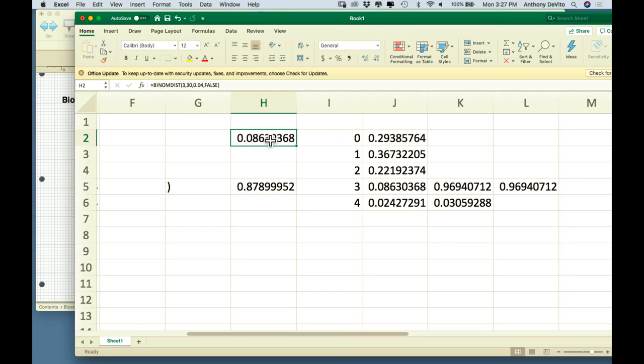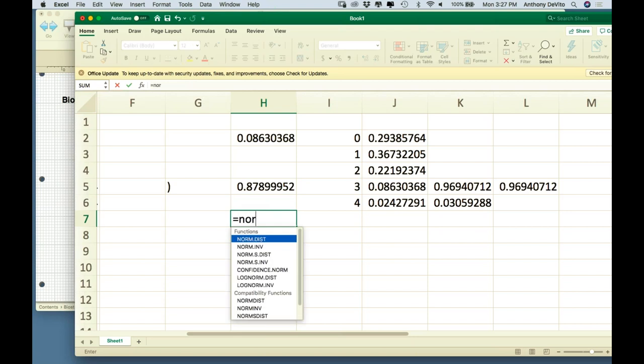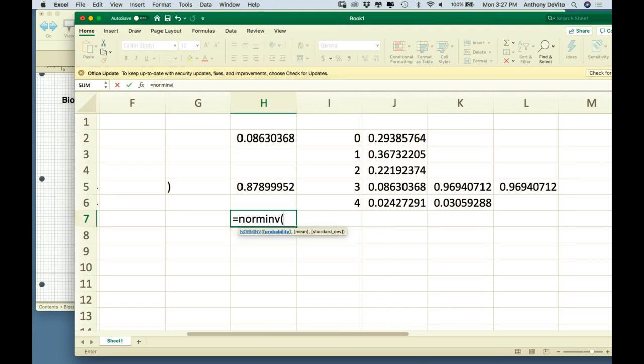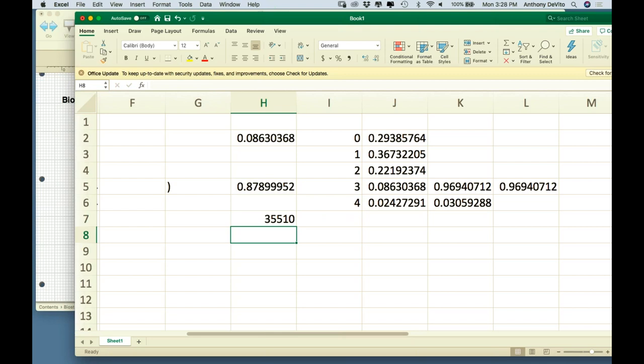Well, what if you know the area? What if you know the area, but you want to know what the x-value is? Okay, that you can use NORM.INV, parentheses. And notice now it wants to know the probability, which is 0.867, the mean, which was 32,000, comma, and the standard deviation, which was 3,000. And NORM.INV will give you the value that you were looking at. It turns out a little bit differently because we went back and forth with the numbers. I rounded the number. Okay, so you can use that.